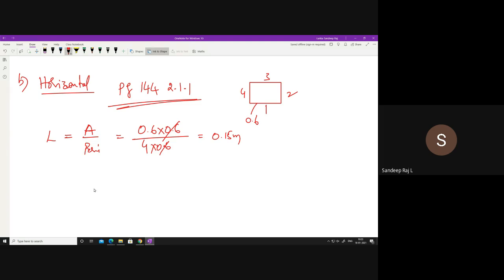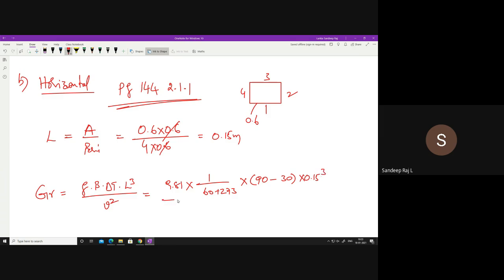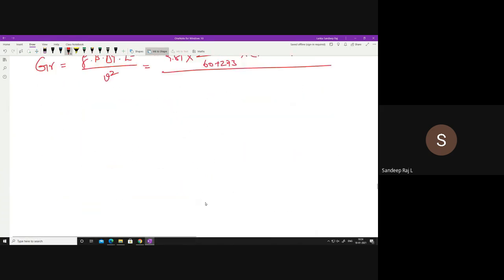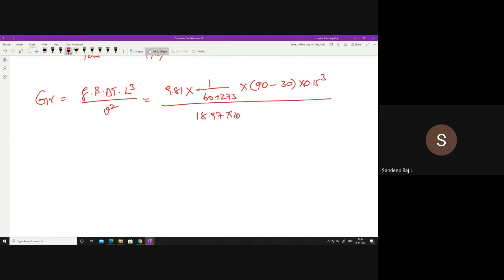So the Grashof will vary now. So again, you have to find out the value of Grashof. Grashof is equal to g beta delta T into L cube by nu square. That is equal to 9.81 into the beta is 1 by 60 plus 273 plus the delta T, where T wall is 90 and T infinity is 30. It's not 60. Into the L cube is 0.15 cube by the nu value that we have got previously, 18.97 into 10 to the power of minus 6 whole square. That is a Grashof. Tell me what is the Grashof value.